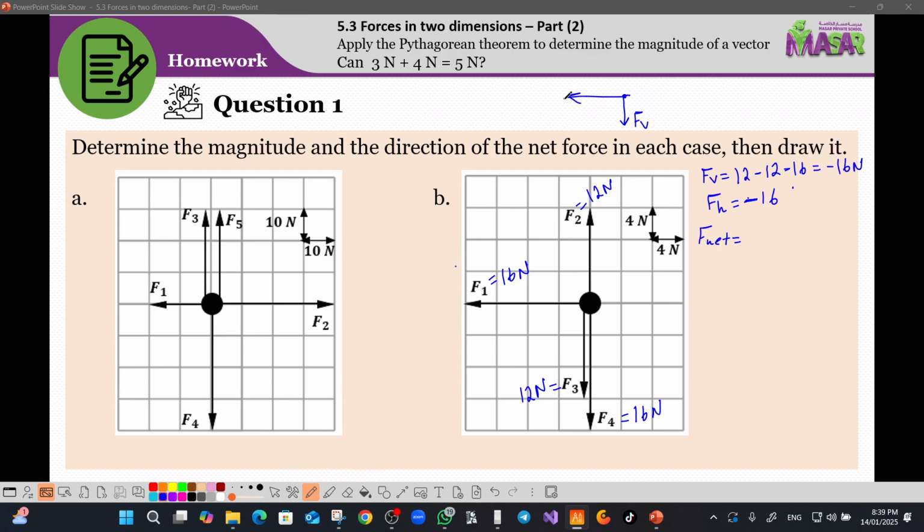So the direction should be to the left. This is Fh. Now let's make it complete: Fv squared plus Fh squared. For Fv squared, we have the 16 Newton, minus 16, let me write it as minus 16 plus minus 16 along the horizontal. The calculator would give me 16 radical 2 Newton.